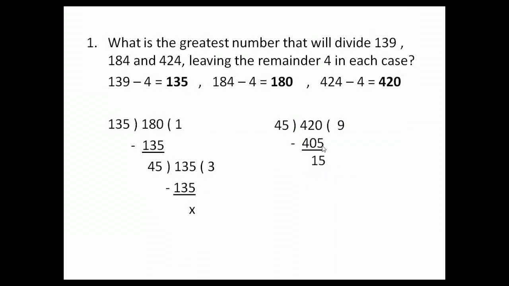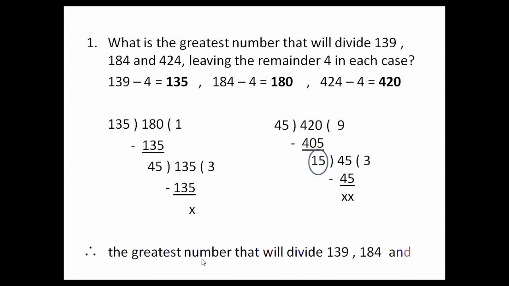Now there is a remainder, so what will we do? We'll make the divisor the dividend. So let's bring 45 here. So 15 3 is 45. Now there is no remainder left, so we can say that 15 is the HCF that can divide 135, 180 and 420, isn't it? So the greatest number that will divide 139, 184 and 424, leaving a remainder 4 in each case, will be 15.